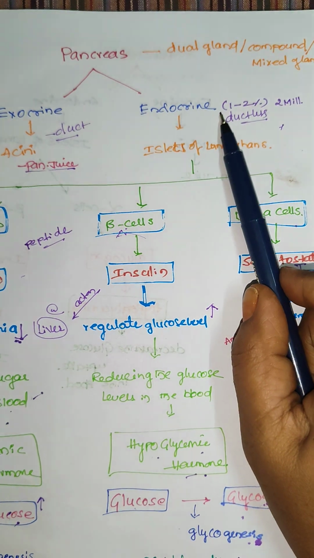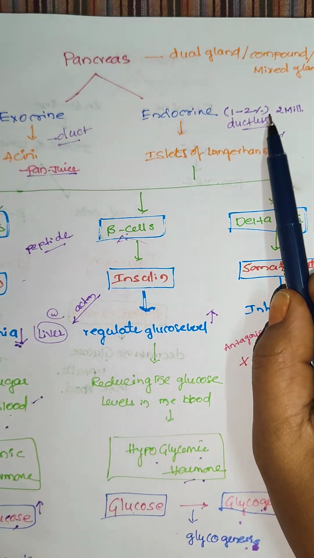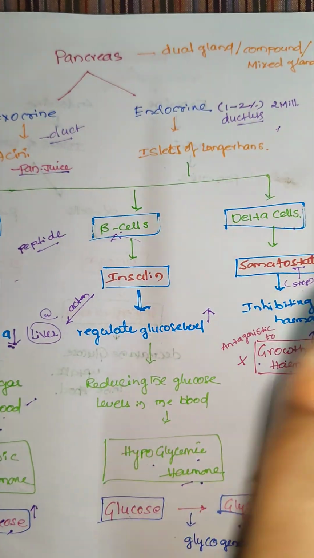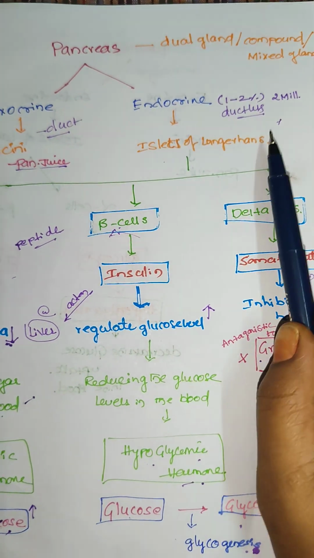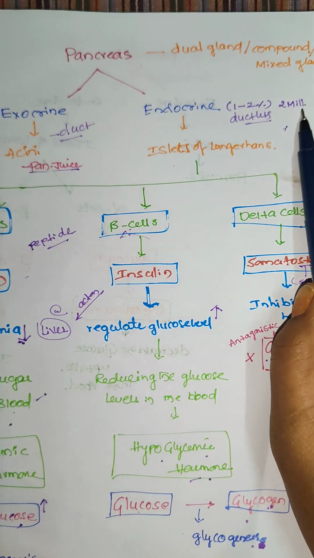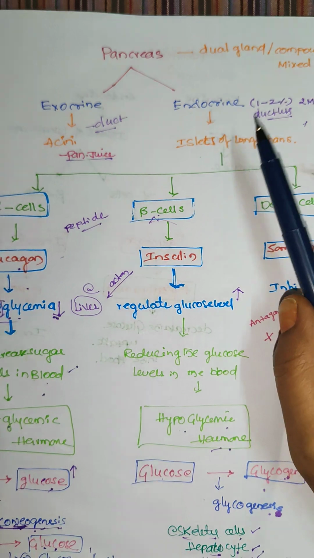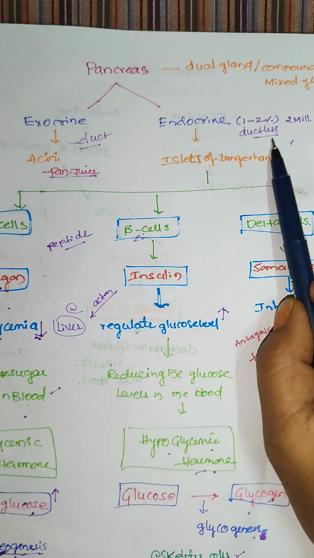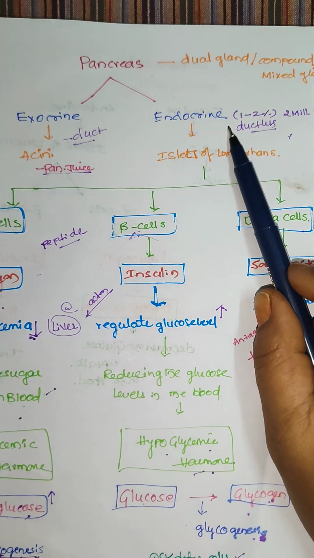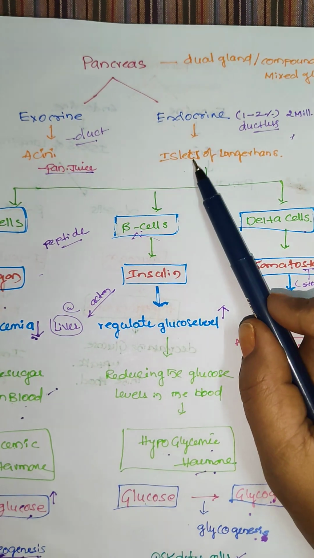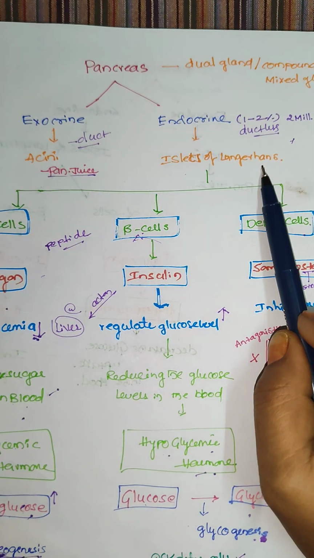The endocrine portion is just 1 to 2% of the whole pancreas. The islets of Langerhans number about 2 million in this portion. These are ductless glands, so the secretions of the endocrine part reach the target organ via blood.